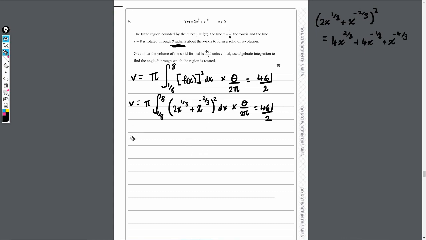Okay, so again, we can rewrite this. So for the first part of this question, there's just a lot of getting this into the correct form to work with. But it's a good step in maths to always get things in a much easier form to work with. So 8, 1 over 8. So rewriting this now, this will be 4x to the 2 over 3 plus 4x to the minus a third, plus x to the minus 4 over 3. Okay, that's dx, and again, we'll times it by theta over 2 pi. This is equal to 461 over 2. Okay, so we've got something we can work with now.